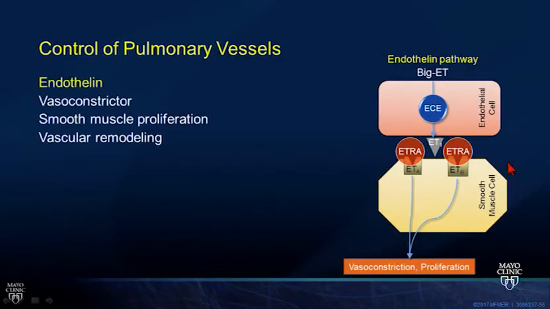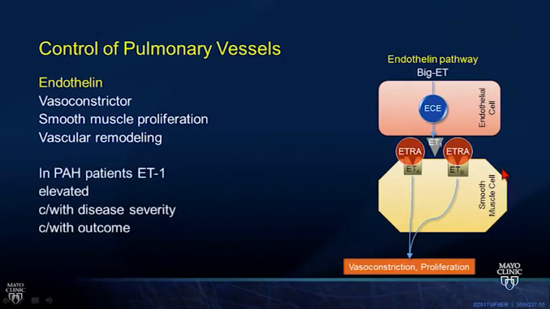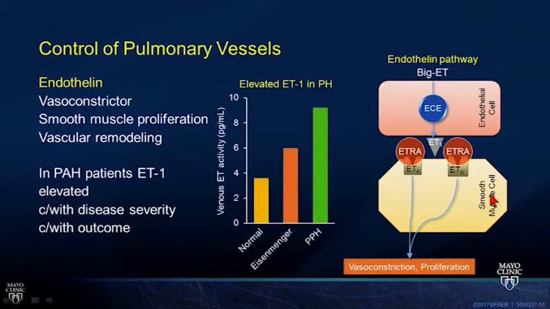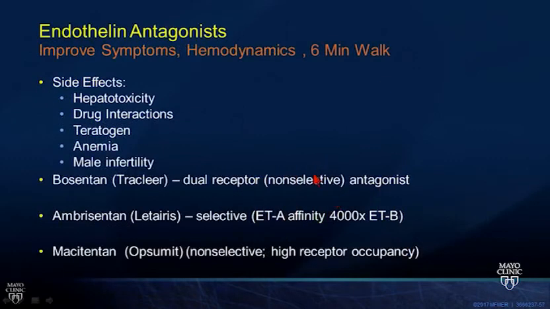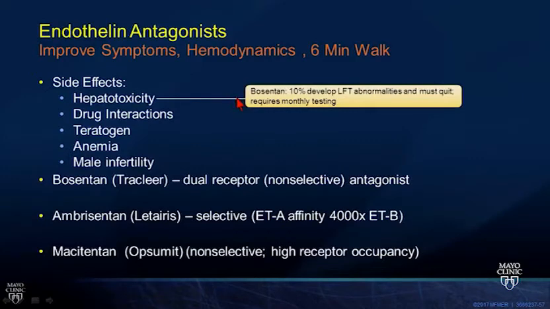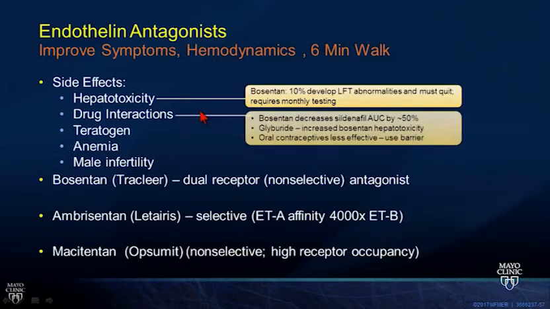The endothelin pathway: endothelin is a vasoconstrictor and a smooth muscle proliferator and causes vascular remodeling. Levels are elevated in pulmonary hypertension, more so in idiopathic and familial than in Eisenmenger's or normal. There are a number of side effects to be aware of with these agents. With the original agent, bosentan, which first came out, 10% of patients developed LFT abnormalities, and if they're still on that drug, then monthly LFT testing is mandatory. It also has a number of important interactions, including with sildenafil and glyburide, increasing bosentan hepatotoxicity, and the same thing with cyclosporin and bosentan. Oral contraceptives are less effective, so barrier methods are recommended.